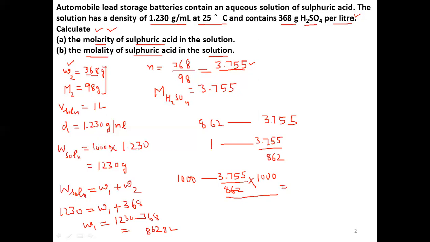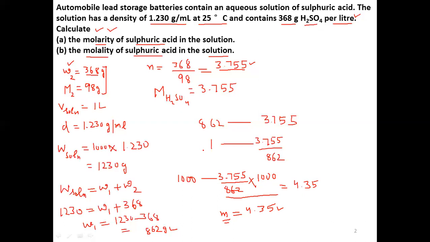So if you solve it, it will come out to be something like 4.35. So this is the molality of sulfuric acid, small m. So it is 4.35. The only thing that we have to take care of is that molality is the number of moles of solute per kilogram of solvent. It is not solution, per kilogram of solvent.